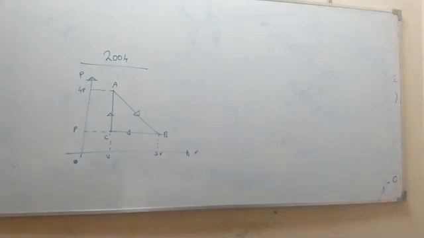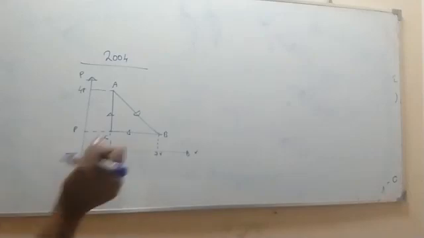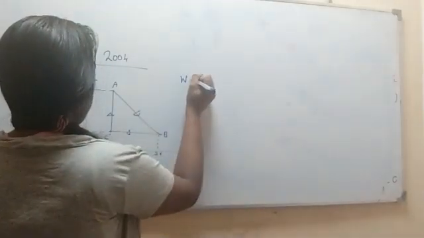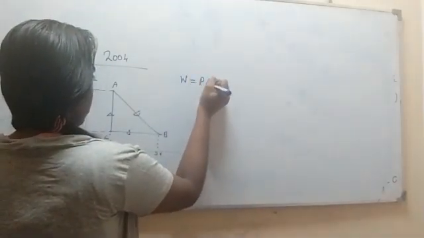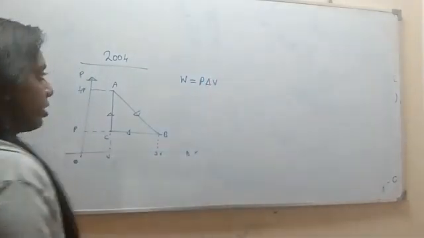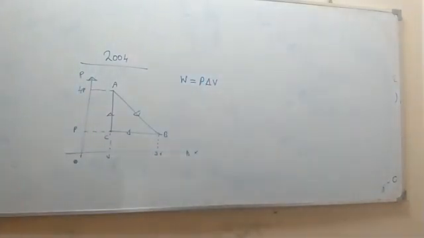So last class we studied an equation: W is equivalent to P into delta V. Work done by gas is given by P into delta V. P is the pressure and delta V, we said, is the change in volume.